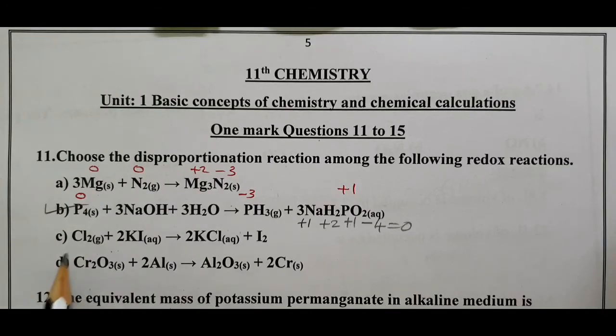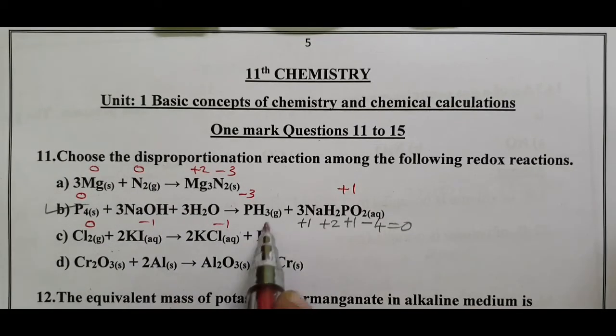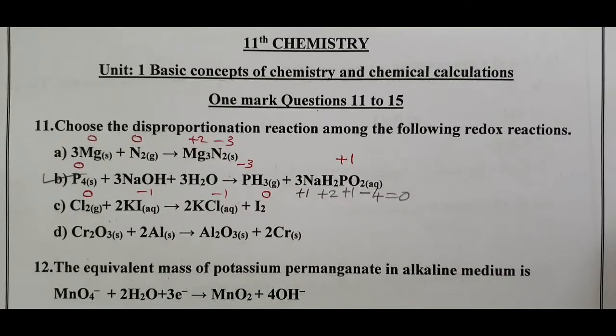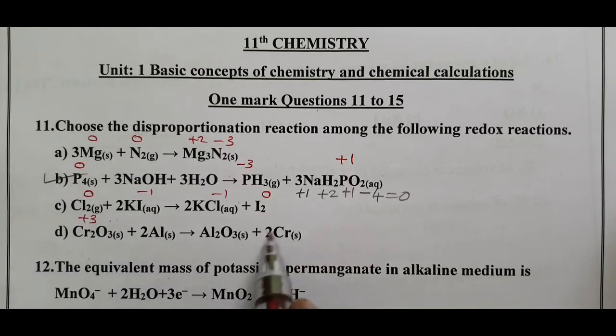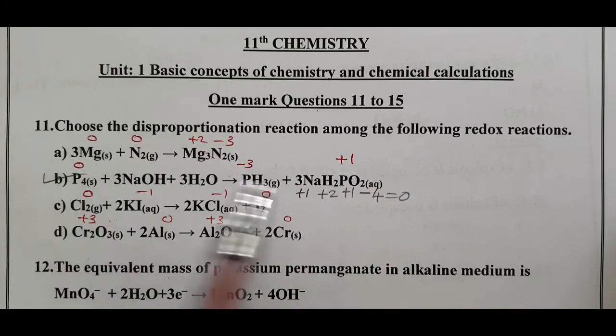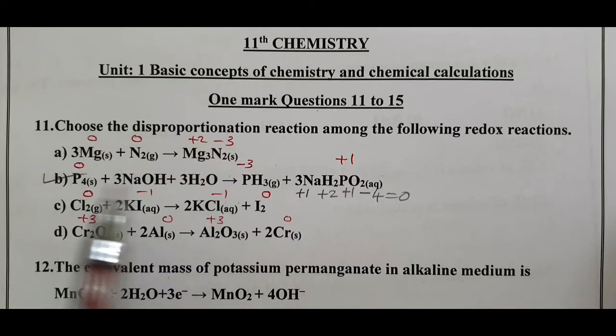Another two examples. Chlorine, Cl2, a homogeneous diatomic molecule, is 0. In potassium chloride, it is -1. Iodine is -1, I2 is 0. Chlorine's oxidation number decreases, reduction. Iodine's oxidation number increases, oxidation. In the chromic oxide and aluminum mixture, chromium is in the +3 oxidation state, and aluminum, a metal in the free state, is 0. In aluminum oxide, the aluminum oxidation state is +3. Chromium undergoes reduction, aluminum undergoes oxidation. So, in this reaction, one element does not undergo both oxidation and reduction, so it is not an example of a disproportionation reaction.